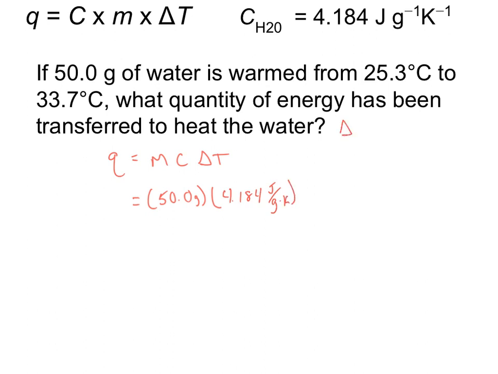We can easily calculate our change in temperature. Our delta T is going to equal our final temperature, 33.7 degrees C, minus our initial temperature of 25.3 degrees C, for a temperature change of 8.4. We multiply these together, and we get a value of 1.76 times 10 to the third joules. It's quite often convenient for us to think in terms of kilojoules because quite often we're dealing with large amounts of energy, and so we might convert this to 1.76 kilojoules.